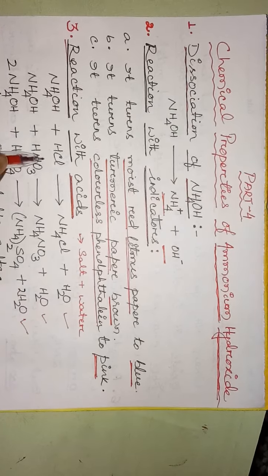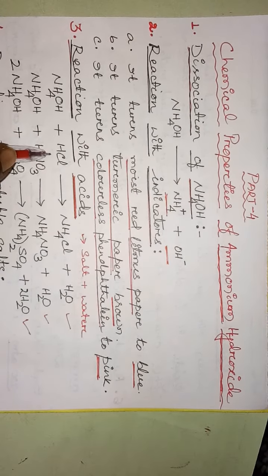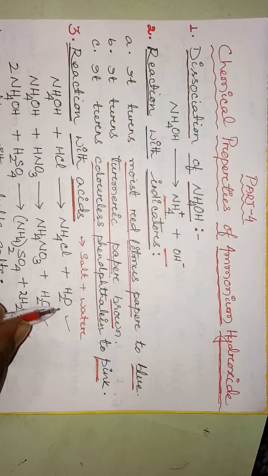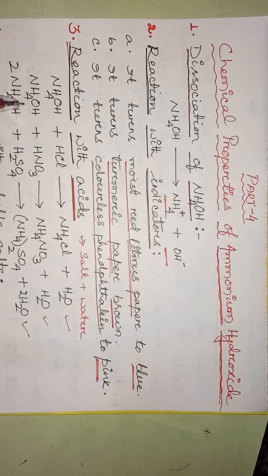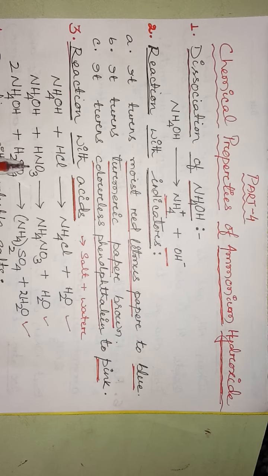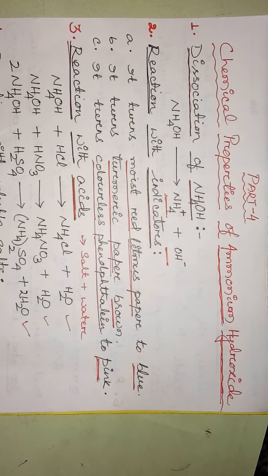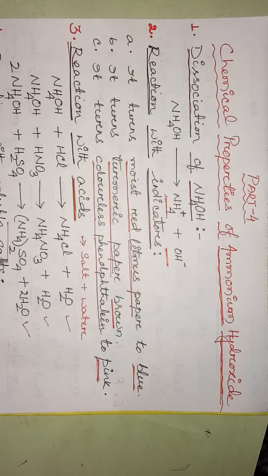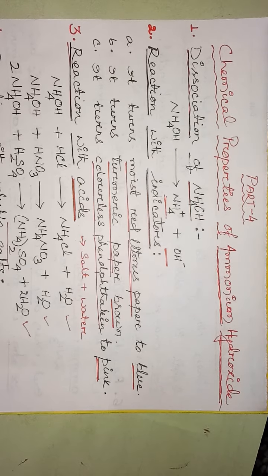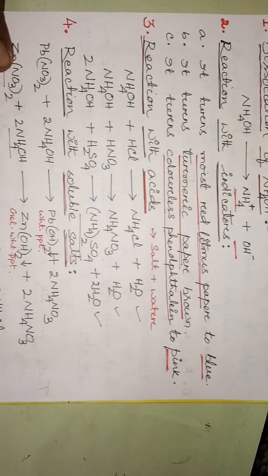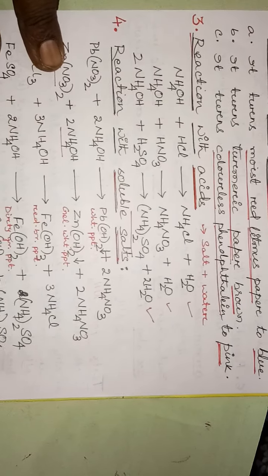As the equation is given, ammonium hydroxide when treated with HCl produces ammonium chloride and water. Ammonium hydroxide with nitric acid forms ammonium nitrate and water. Similarly, with sulfuric acid, it forms ammonium sulfate and water. So these are all the reactions with the normal or common acids.